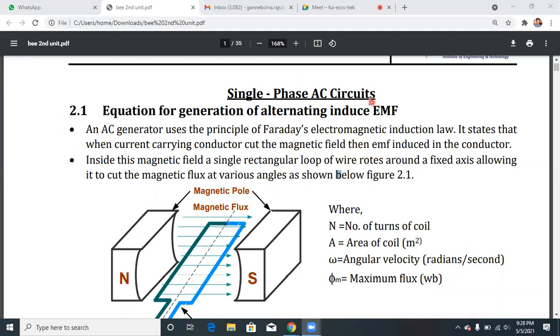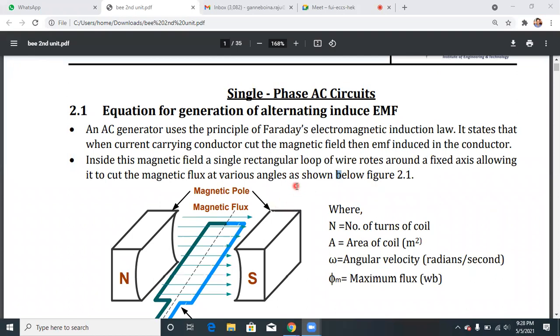Single phase AC circuits. By using one single phase generator, we have generated something. So we have to discuss first the equation for generation of alternating induced EMF. How is the EMF generated by using a generator? So we have to discuss the generation of alternating induced EMF.